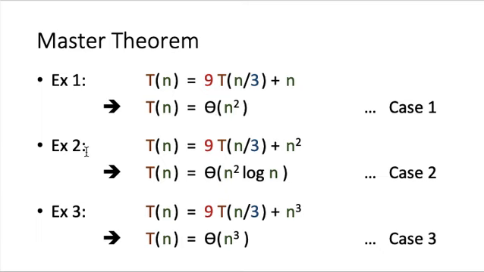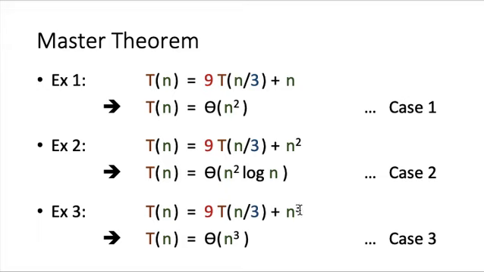Now for example 2, we will see that this function n squared is the same as the number of leaves, and we are actually adding the same n squared in each level of the recursion tree. So there are log n levels, all the log n levels. And at each level we are adding n squared, so it is Theta of n squared log n in total. So this is the moderate f.